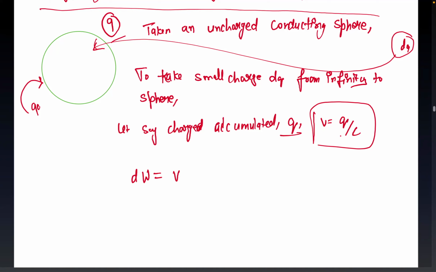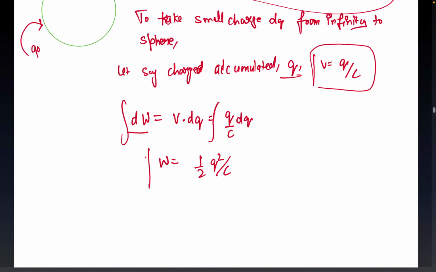And what is the energy in that case? Potential multiplied by whatever the charge you want to take. So that is dq. So what is it? q by c multiplied by dq. Just integrate both sides. If I integrate it, I'll be getting the work. How much is that? Half q square divided by c. Can you see one thing? I am getting half of the work only. Okay, this is the energy going to be stored in it.